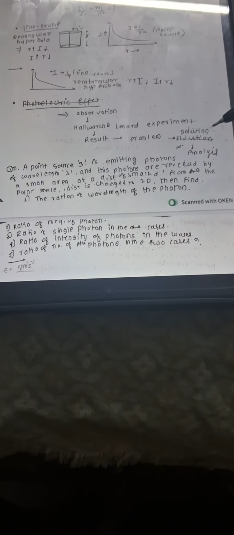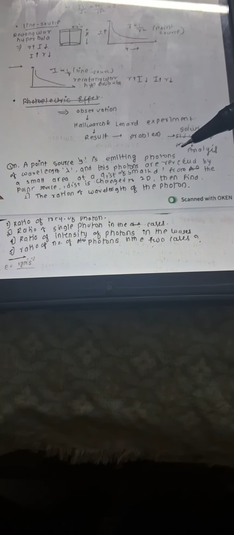Now there is another question. A point source is emitting photons of wavelength lambda. Photons are received by a small area at a distance a. Find the ratio of wavelengths and the ratio of frequencies of the photons. As we have done earlier, intensity is proportional to 1 by d square, and frequency is inversely proportional to wavelength. In this way you can find the ratio of wavelength, then the ratio of frequencies, then the ratio of energy of a single photon, then the ratio of intensity, and the number of photons in the two cases. We can solve this using the earlier question that I discussed.